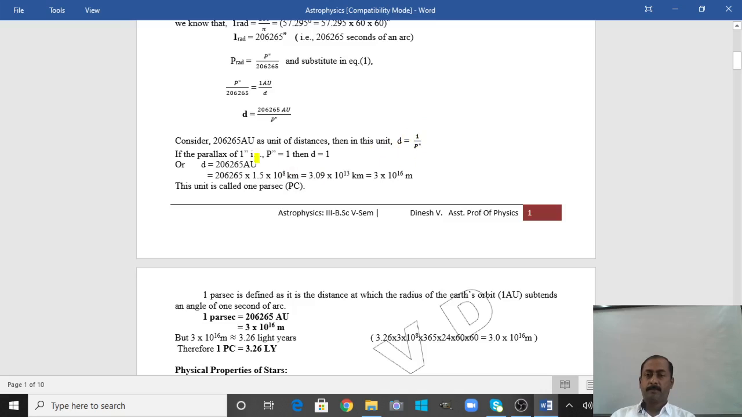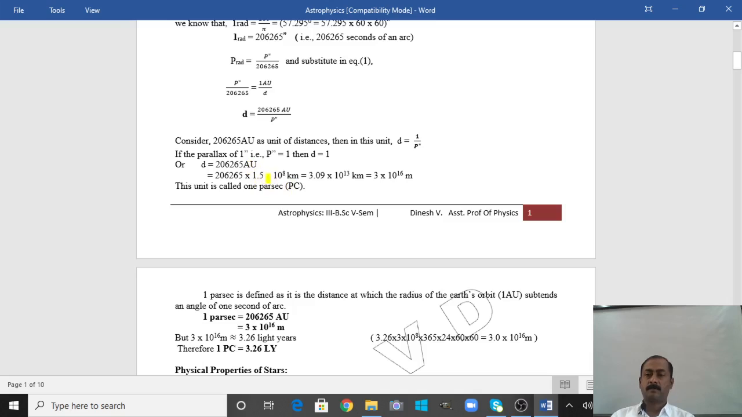If the parallax is 1 second, that means p second is equal to 1. If p second equals 1, then d is equal to unity. Therefore d becomes 2,06,265 astronomical unit. When it is converted into kilometer, 2,06,265 is multiplied with 1 astronomical unit distance.